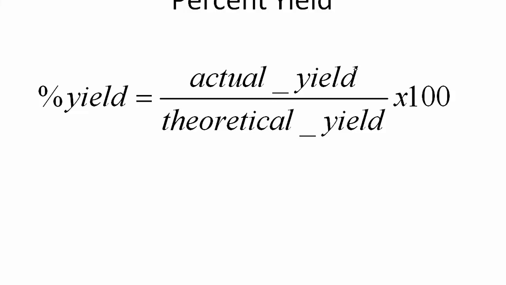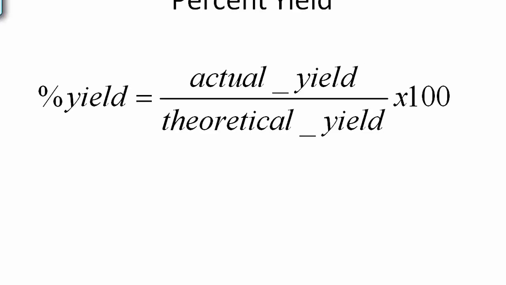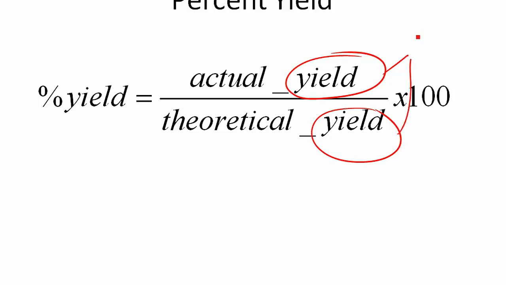The thing to remember about this is that the fact that they use the word yield means that these values are going to be products of whatever reaction it is that you're looking at. Okay, so product values are what you're going to use to calculate your percent yield.